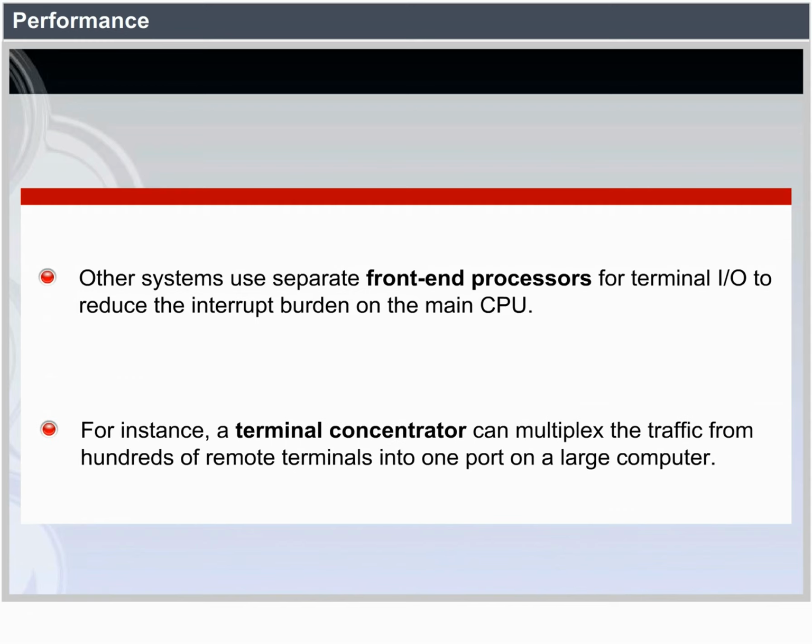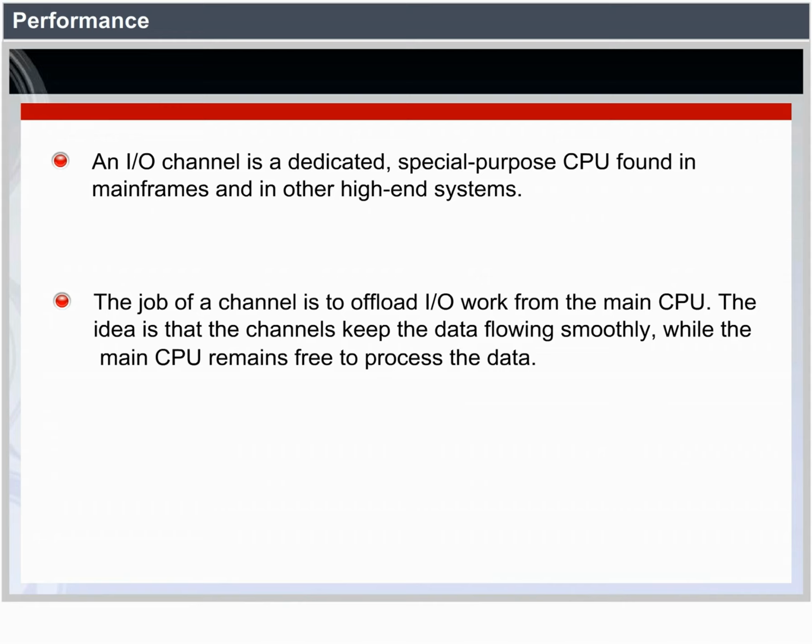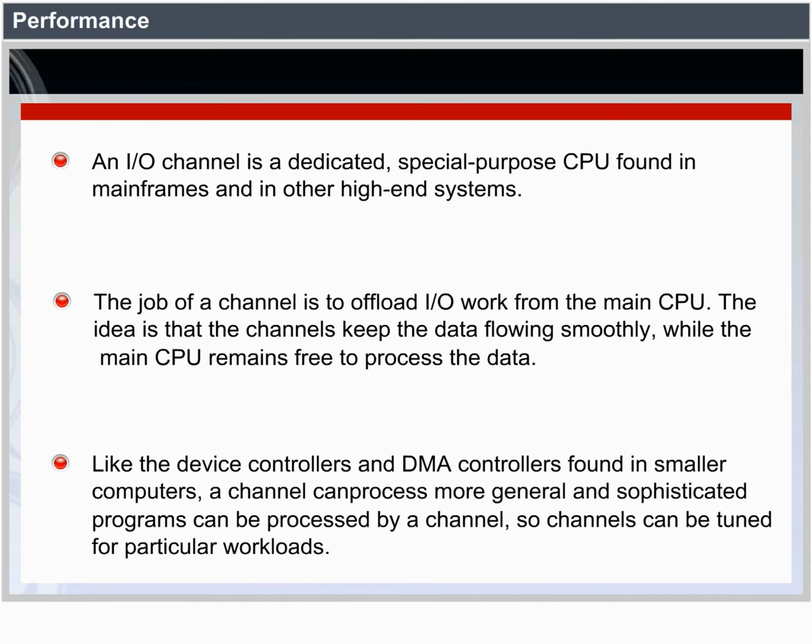An input-output channel is a dedicated, special-purpose CPU found in mainframes and in other high-end systems. The job of a channel is to offload input-output work from the main CPU. The idea is that the channels keep the data flowing smoothly while the main CPU remains free to process the data. Like the device controllers and DMA controllers found in smaller computers, a channel can process more general and sophisticated programs, so channels can be tuned for particular workloads.